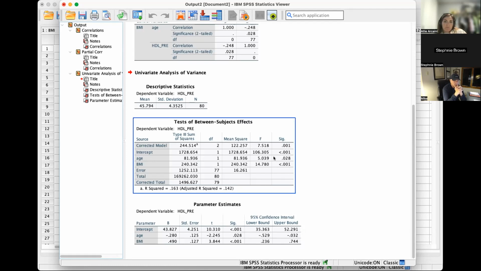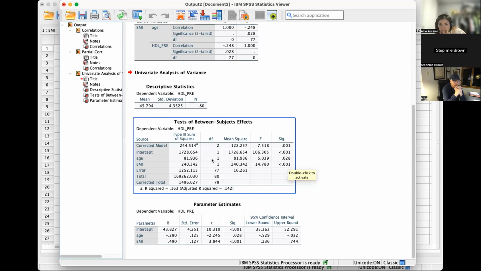So we skip right down to just our two predictors here, and we see based on our f-tests that they both have p-values under 0.05. So age has an f of 5.039, p of 0.028. So we'd say, okay, there's evidence of an effect of age. Same with BMI, evidence of an effect of BMI.